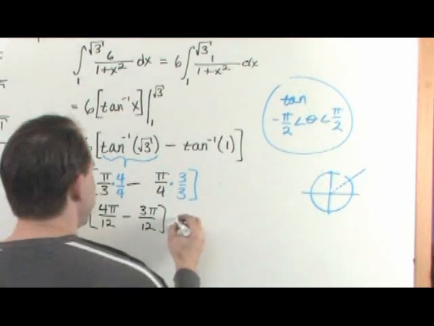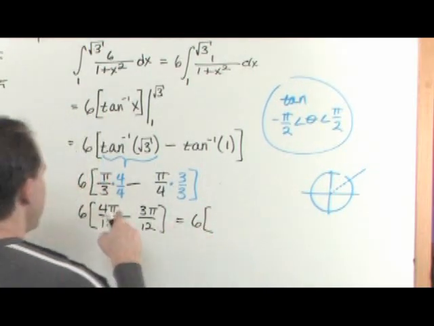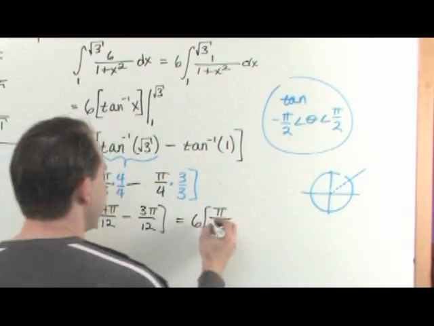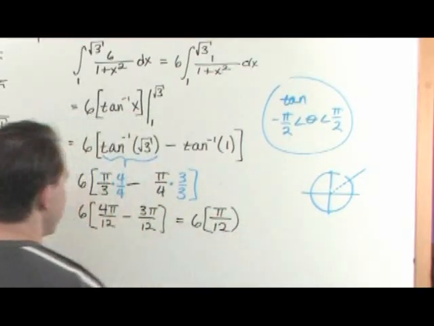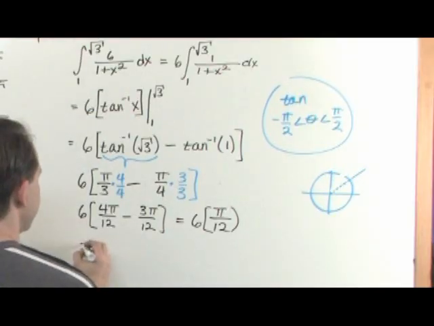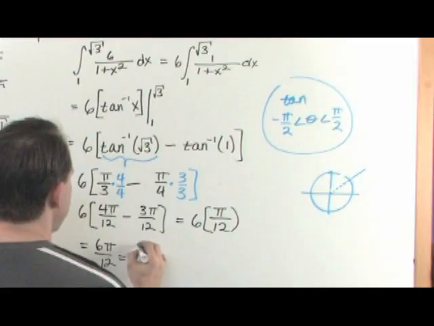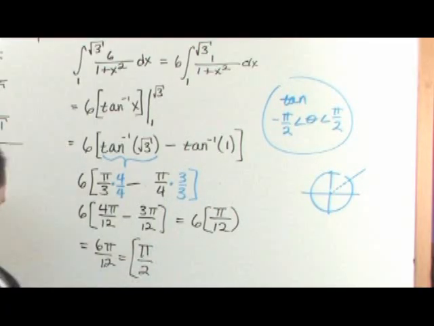So inside here I have 6 times 4 pi minus 3 pi, which is just pi, over the denominator, which stays the same at 12. And I think you can convince yourself that this is going to be 6 pi over 12, which is simply equal to pi divided by 2. Okay, pi divided by 2. So this is a long-winded process, but the answer is pi over 2. That's the answer to the integral.